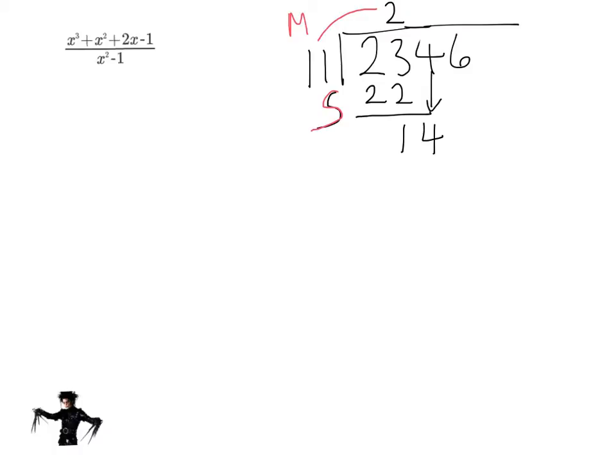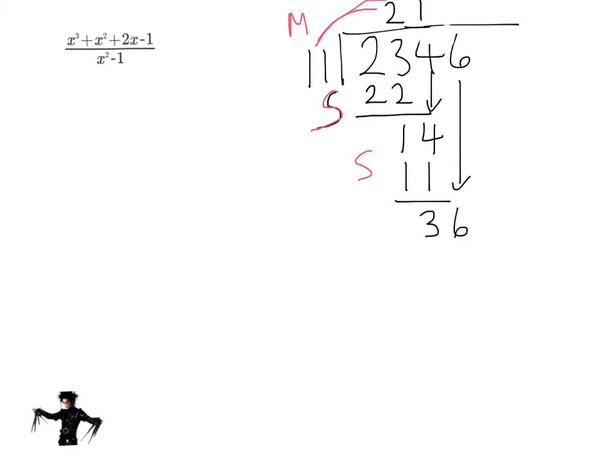Okay, so how many 11s are there in 14? There is 1. And then I'm going to multiply back down. 1 times 11 is 11. And I'm going to subtract to find the remainder. So the remainder is 3. And some people would put the 3 up there, but I'm not going to put the 3 up there. I'm going to move the 6 down.